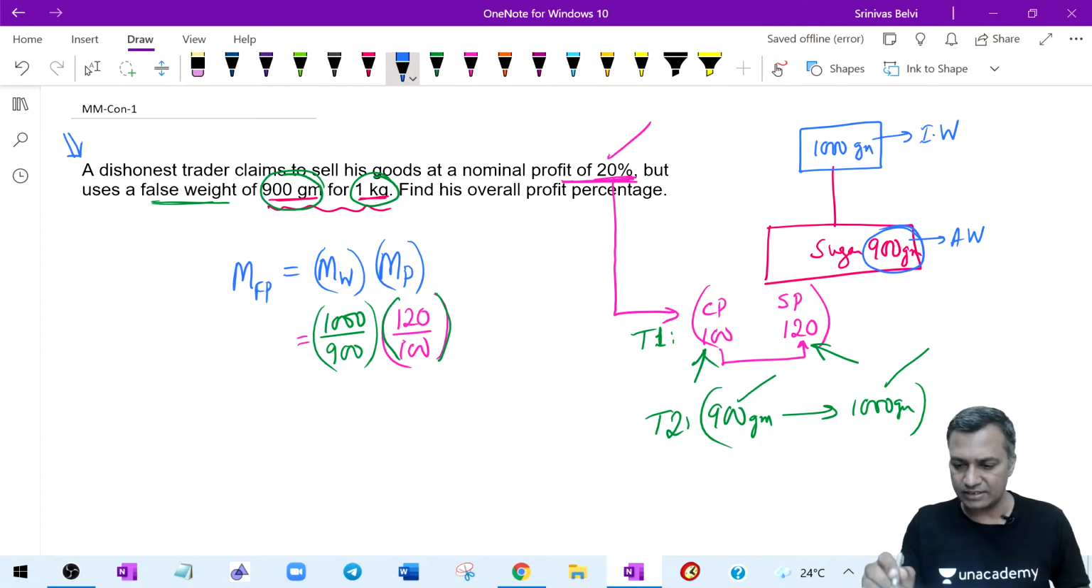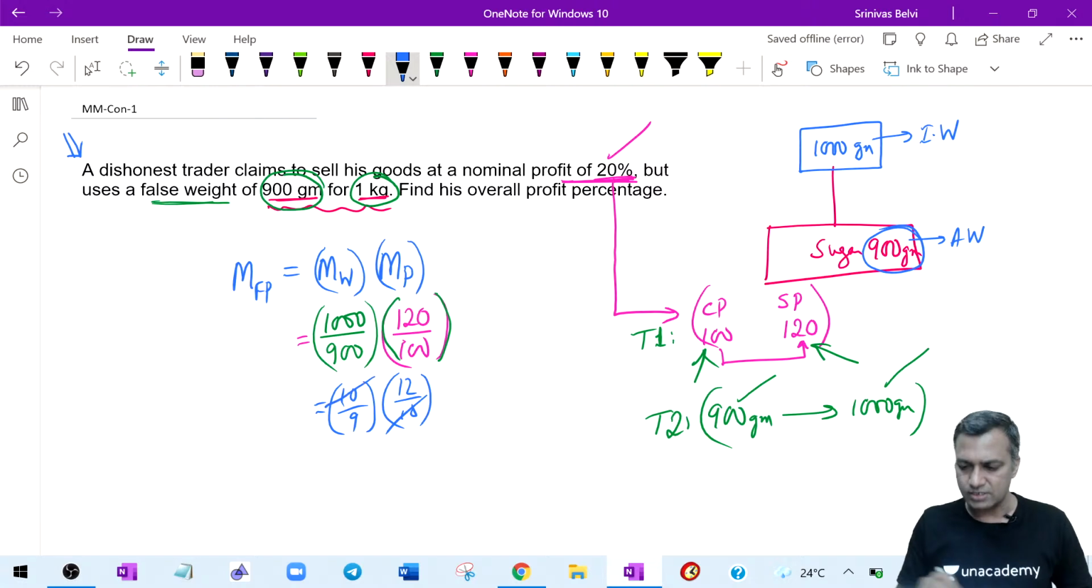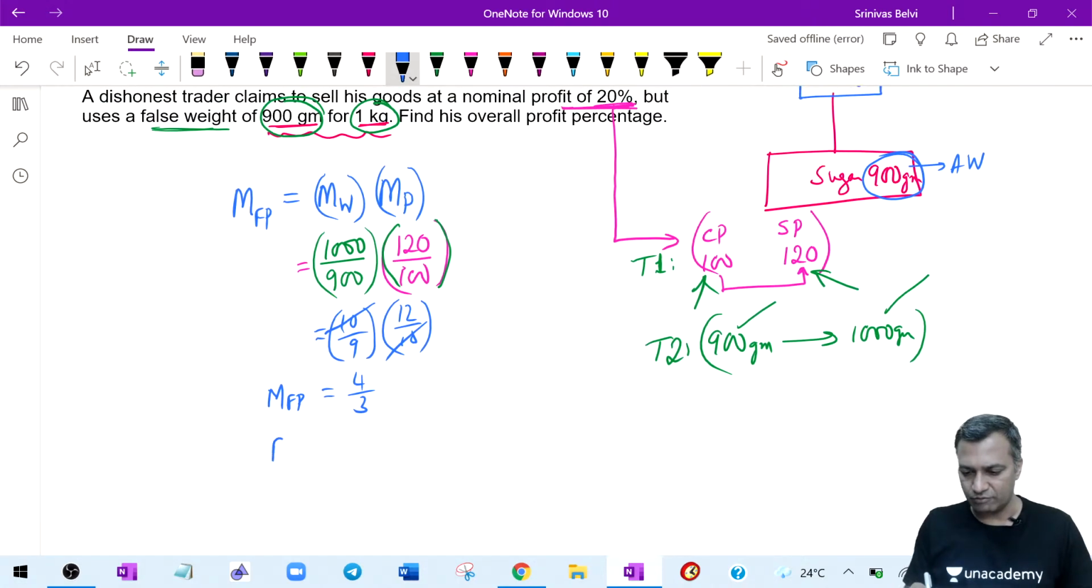Fair enough. Let's simplify this. Very simple. This is 10 divided by 9. This is 12 divided by 10. Whichever way you understand this, technically you are saying 12 divided by 9, which is nothing but 4 divided by 3. This is the multiplier related with the final profit. Therefore, the fraction related with the final profit is nothing but plus 1 by 3. In the whole thing, he has a profit of 33.33%. That is what he is doing.